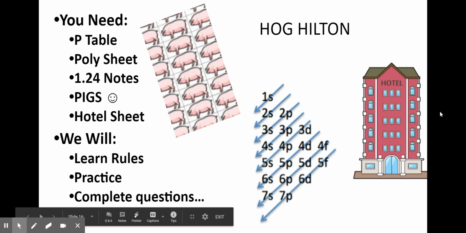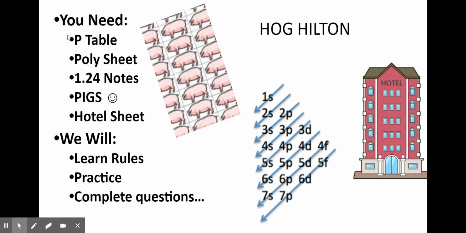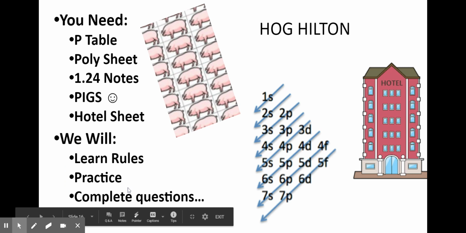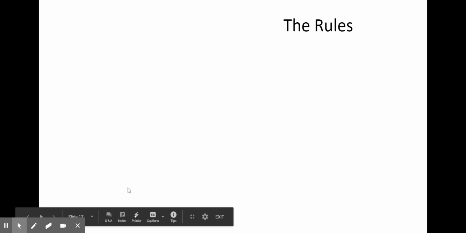So what we're going to do with the Hog Hilton game, some things that you'll need. You will need your periodic table, your polyatomic sheet, your notes from this lesson. I'm going to give you pigs that you have to cut out, and I'm also going to give you a hotel sheet, okay? The rules, you want to write those down in your notes here. We're going to practice them, and then we're going to answer some questions on them, okay?